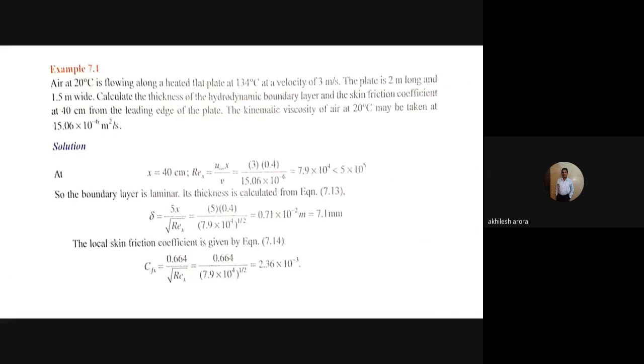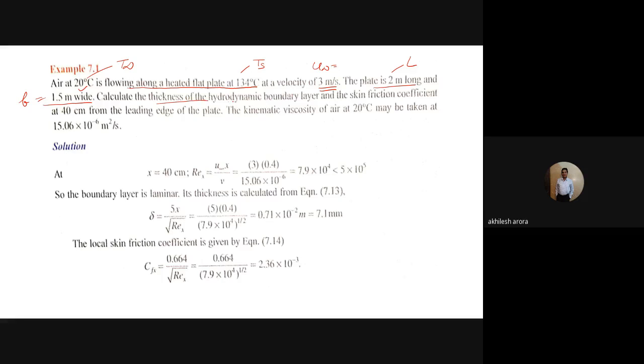So this is another question here. Air at a temperature of 20 degrees Celsius is flowing over a heated flat plate at 143. So this is the surface temperature, and this is the value of T infinity. The velocity U infinity is given as 3 meter per second. The plate is 2 meter long, so this is the value of length, and 1.5 meter, so this is the width.